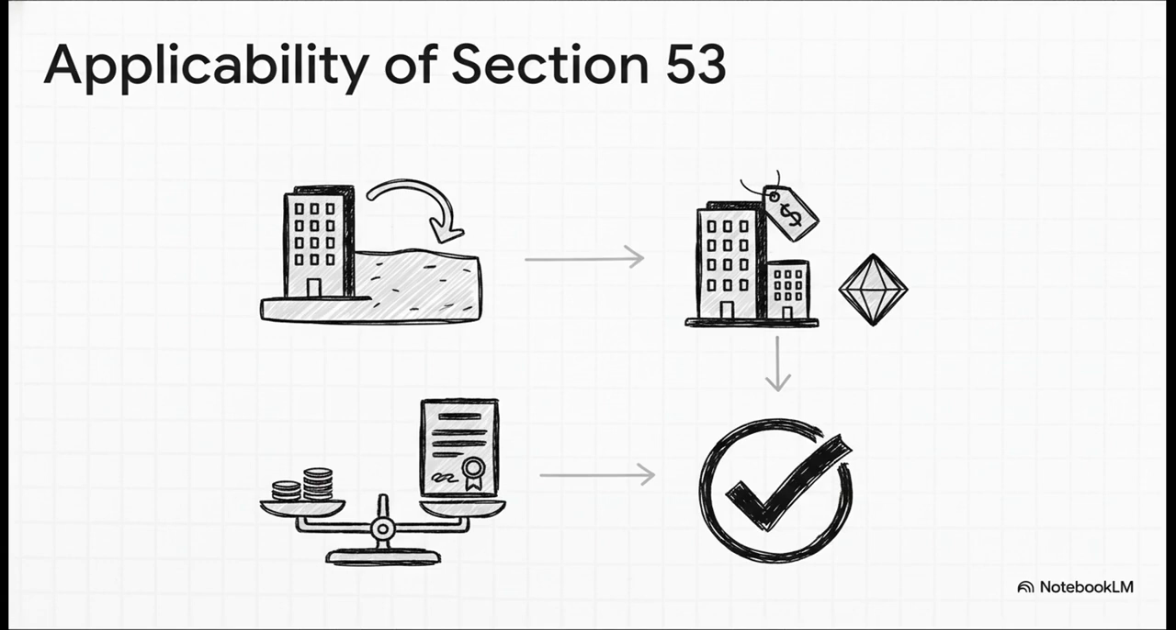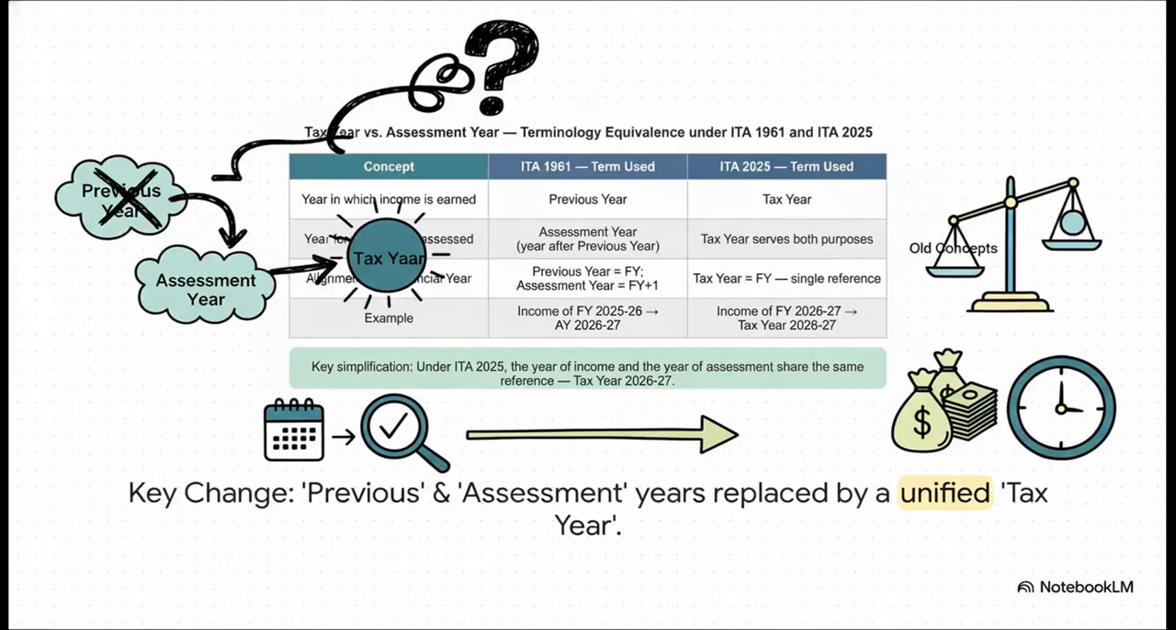Now, before we go any further, just a quick heads up on some new lingo in the 2025 Act. You know how we always had previous year and assessment year? Well, forget them. They're gone. Now it's all just one simple term, tax year. So, for example, the tax year 2026-27 is the year you earn the income and the year it gets assessed. It's a small change, but man, it makes things so much clearer.